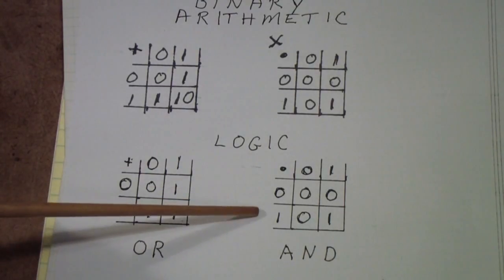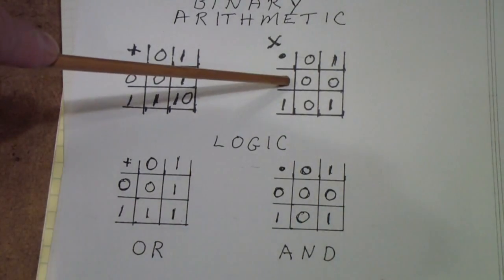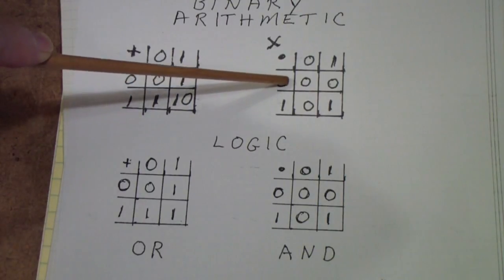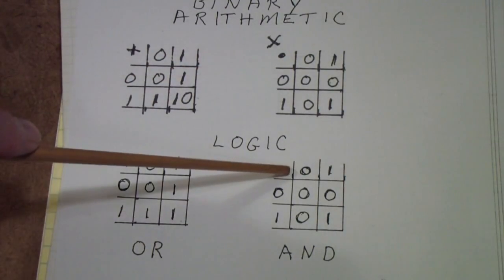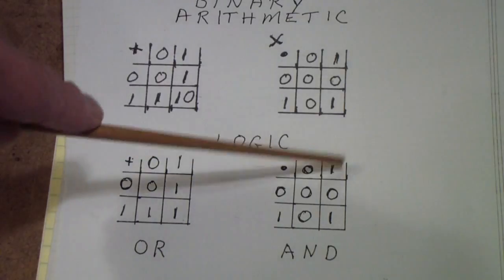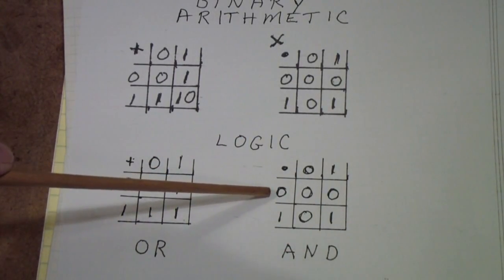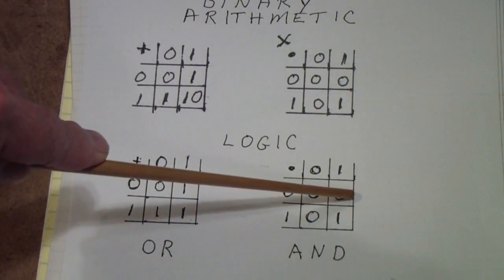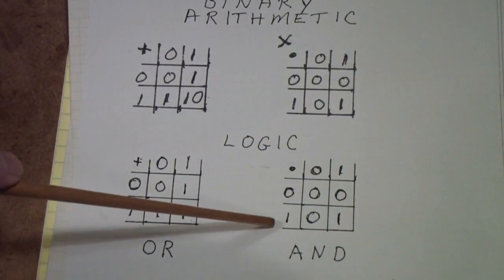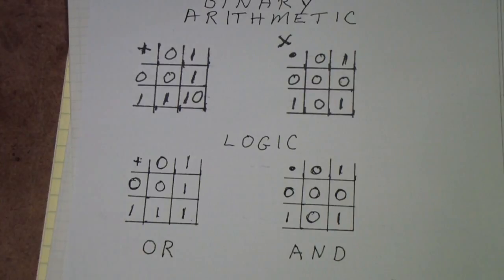The AND operation, you may notice, is exactly the same as the arithmetic multiply table. In other words, whether this is a 0 or a 1, if it's a 0, the output's a 0. If the input of this one is a 0, the output is a 0. Only if both inputs are 1 do you get a 1 on the output. So we are going to be using these tables again and again in what we're going to do.